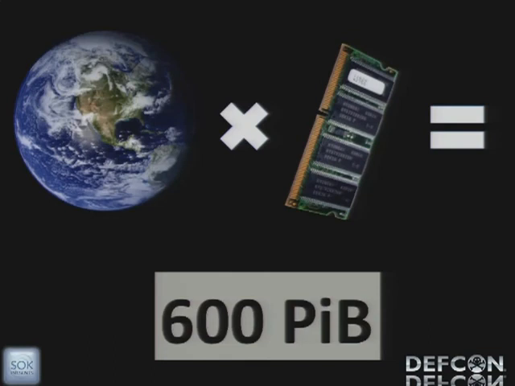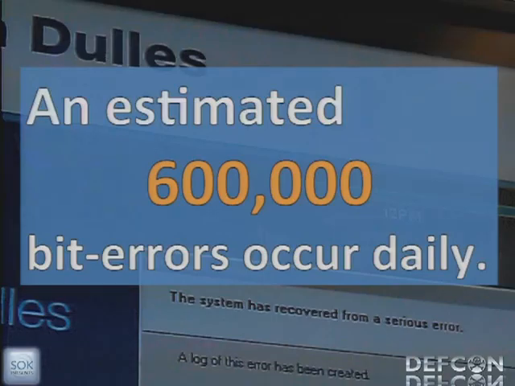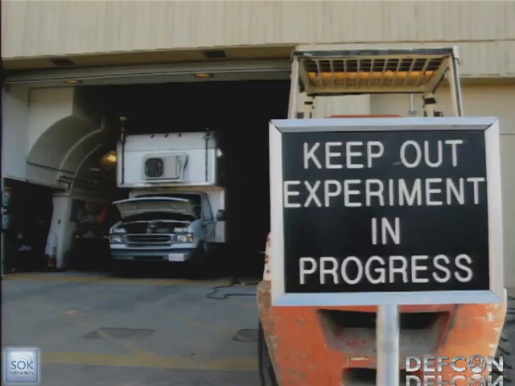And using the lower end error estimates from the previous slide, that's approximately 600,000 bit errors that occur daily in all the world's internet-connected DRAM. Now, how many of those errors actually happen somewhere that is interesting? Well, I set up an experiment to find out. And this experiment is in 3 parts.